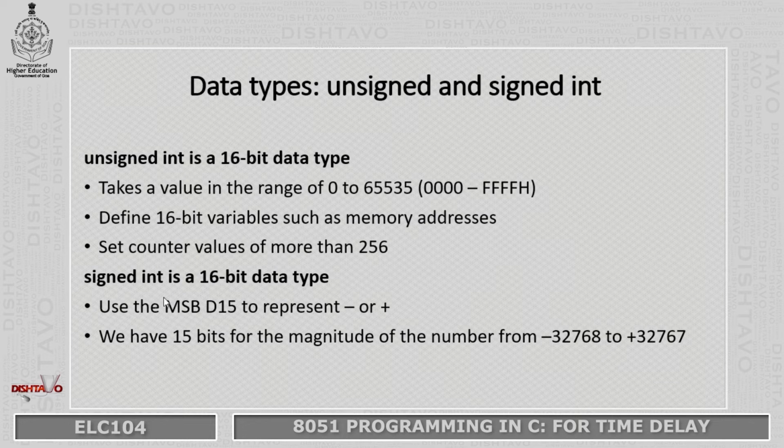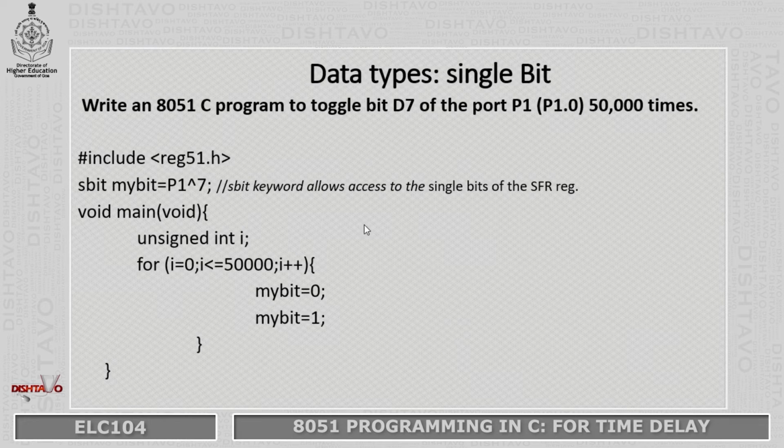If we use a signed integer as a 16-bit, the MSB, that is D15, will be used to represent whether the number is negative or positive. And over here, we have 15 bits for the magnitude. So the maximum number which can be displayed is 32,767, and in terms of negative, it is -32,768.